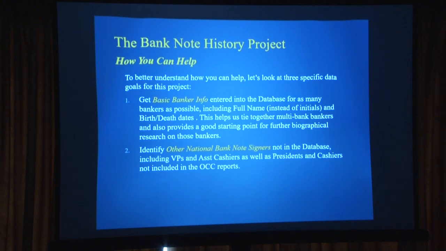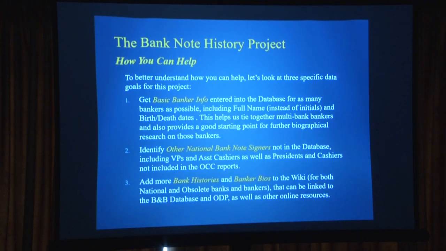So we're trying to identify those national note signers that are not in the database so we can get them in there. In this case, we just want to start with the national bank note signers that aren't on there, because obviously with the obsolete note signers, there's going to be a ton of them. So let's just find these national bank note signers that aren't in there, and then we'll get on to the obsoletes later. The third one is adding more bank histories and banker bios to the wiki.